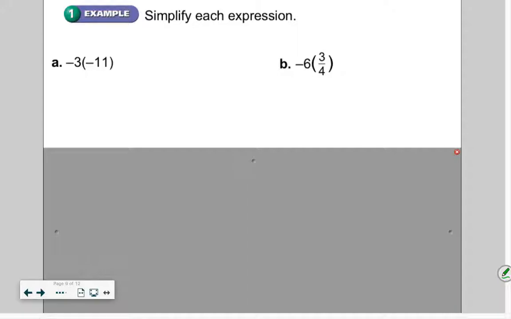Okay, simplify each expression. -3 times -11. A negative times a negative is a positive. Positive what? 33.